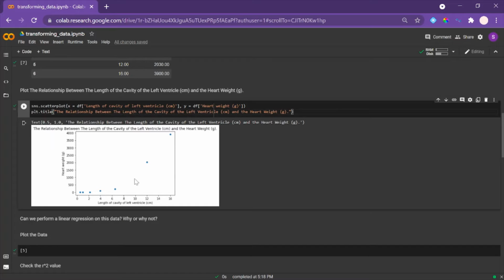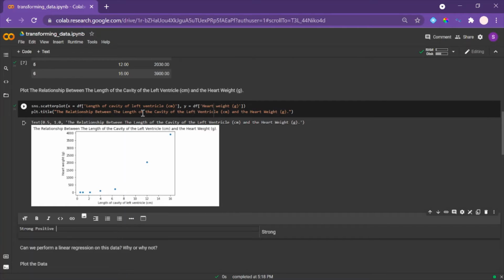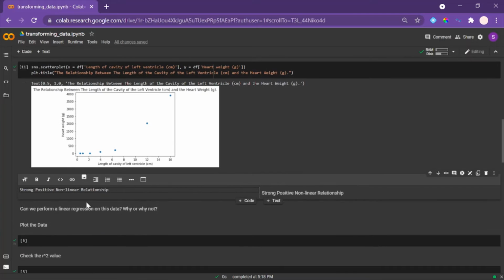But notice that this is actually a strong, positive, non-linear relationship, okay? Strong, positive, non-linear relationship. So because it's non-linear, we can't apply the least squares regression line, right? Because it's supposed to be linear.